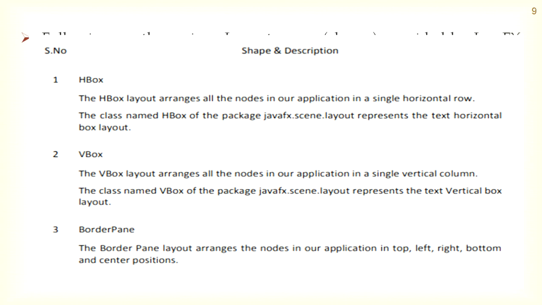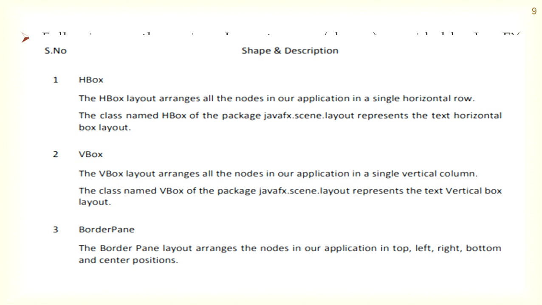So in this table, the shape and description are given. HBox means horizontal box. The HBox layout arranges all the nodes in our application in a single horizontal row. And VBox layout arranges all the nodes in our application in a single vertical column. And the third one is BorderPane.